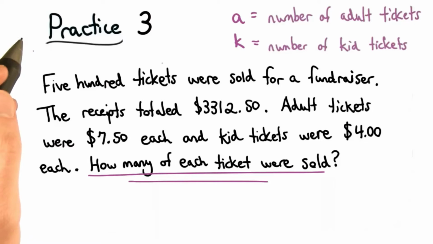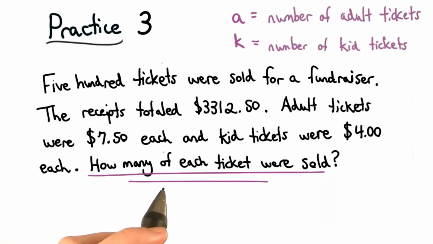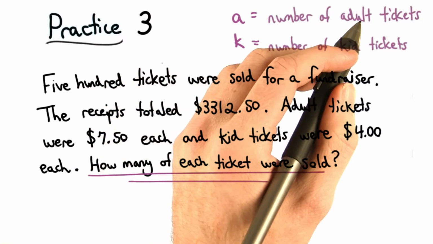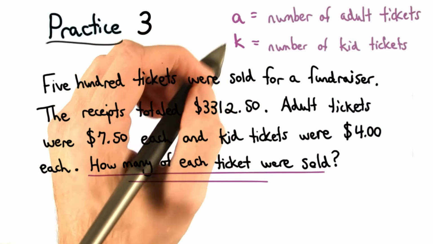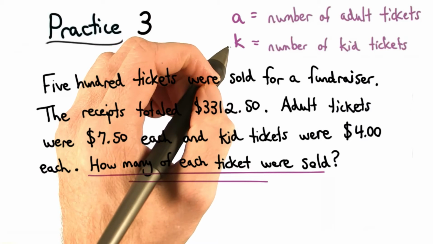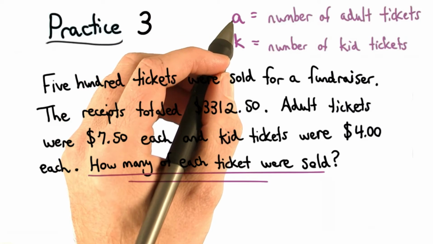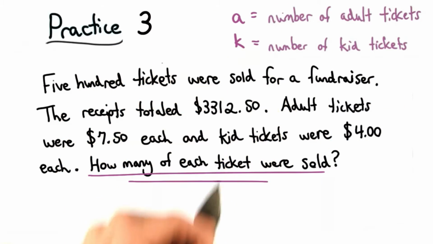For the third practice problem, we were wondering how many tickets were sold, how many adult tickets, and how many kid tickets. So these must be the variables. We can let A equal the number of adult tickets, and we can let K equal the number of kid tickets. It doesn't matter what variables you use; you could use a smiley face or even a diamond. It just matters that you use the same variable for the number you're representing throughout the problem.